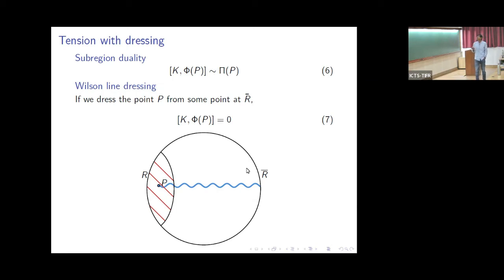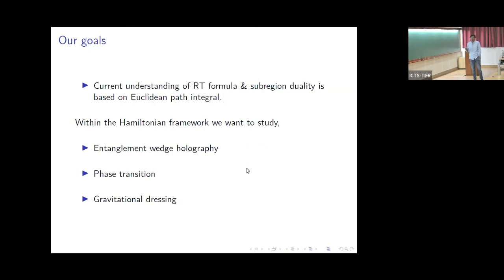One thing I already said earlier is that we will apply this formalism to subregions, and why is it interesting? Because the current understanding of the RT formulas and the subregion duality is based on the Euclidean path integral, and this Euclidean path integral is like a black box. It gives us results, but we do not have much physical interpretation of it. So it would be very nice if we had some Hamiltonian understanding, some Wheeler-DeWitt formalism understanding of this entanglement wedge holography, this phase transition, and obviously the dressing here.